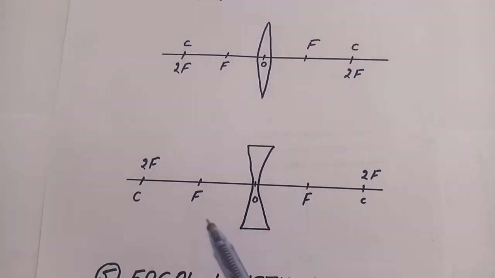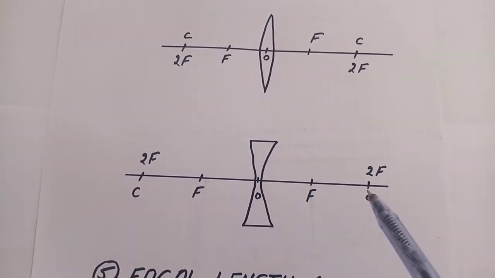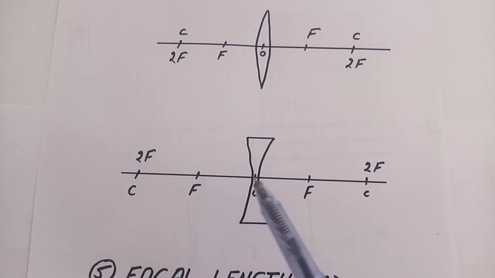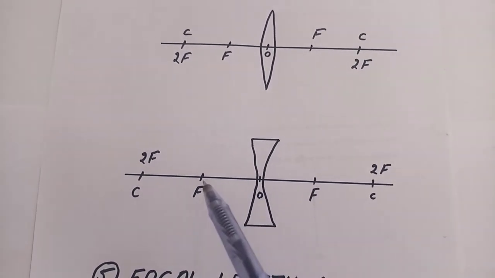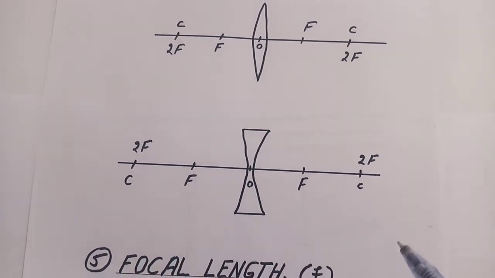Also for the concave lens, this is the principal axis because this line is passing through the centers of curvature, the optical center and through the principal focus. So this line is called principal axis.